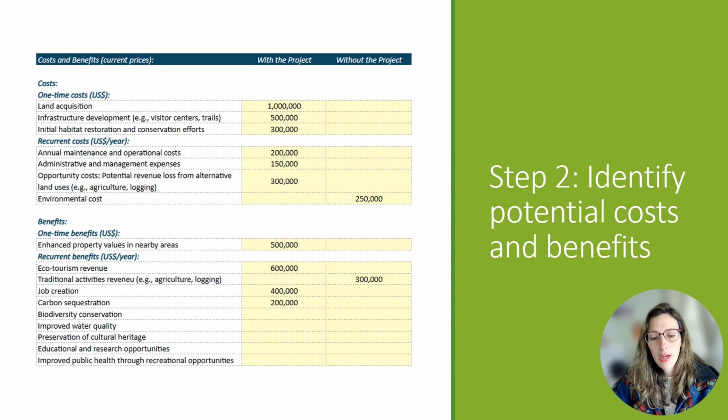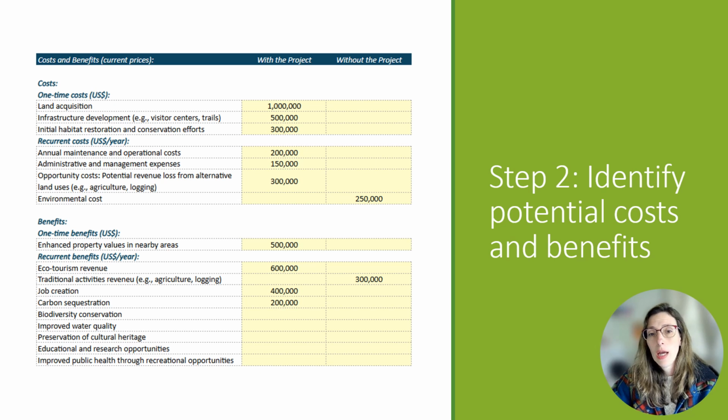For this hypothetical exercise, I've divided the costs into two types, one-time costs and recurrent costs. For one-time costs, we have land acquisition, infrastructure development, and initial restoration efforts. These are the initial costs the government will have to cover if the project is implemented. If the project is not implemented, then these costs do not exist.